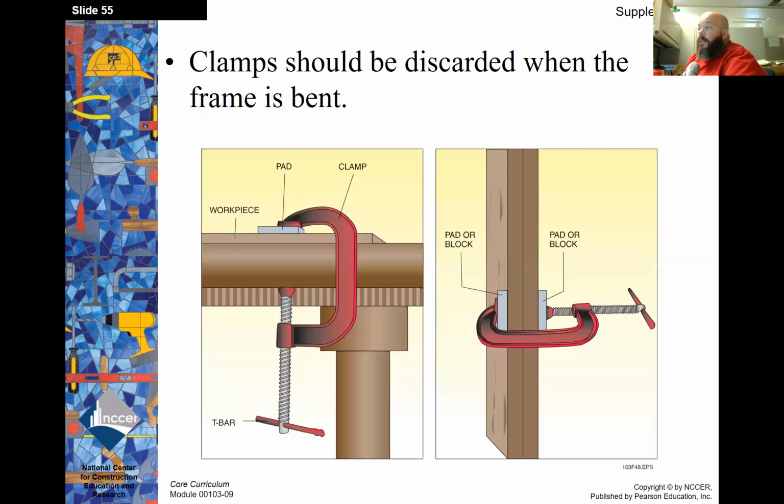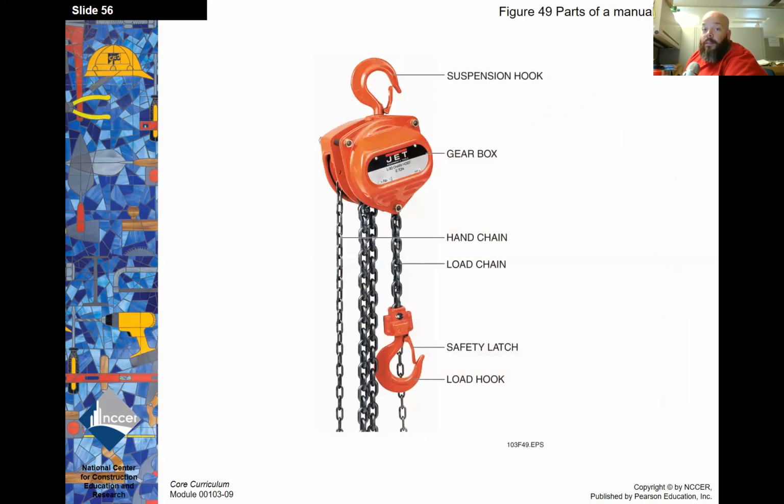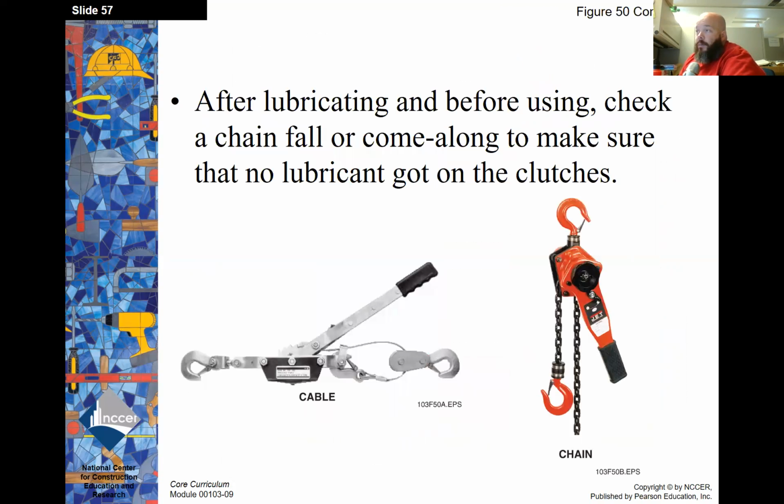Okay, clamps should be discarded when the frame is bent. If the frame of the clamp is bent, it won't clamp straight or evenly. And it could also break now that it's been damaged. Okay, the manual chain hoist. After lubricating and before using, check a chain fall or come along to make sure no lubricant got into the clutches.